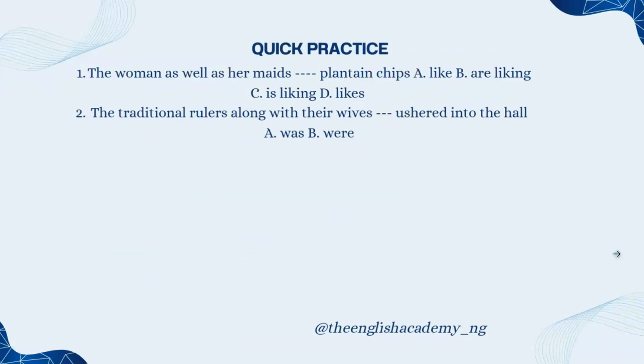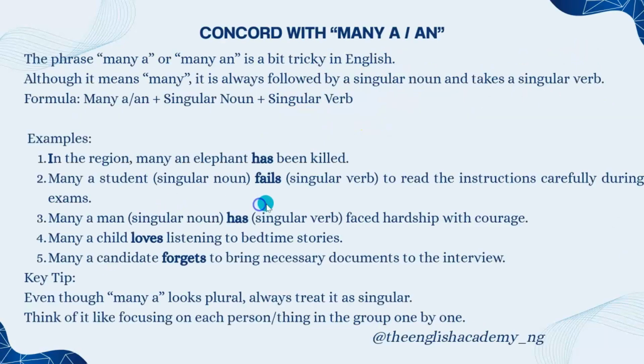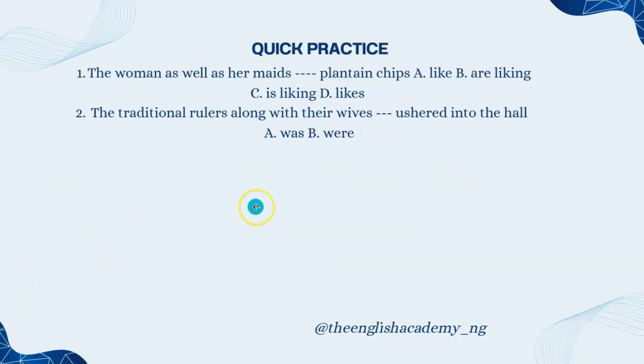Let's look at these quick questions. The woman as well as her mates dash plantain chips. Like, are liking, is liking, likes. The answer is what? Likes. The traditional rulers along with their wives dash ushered into the hall. The answer is either was or were. What is the answer? Were. Now you can see what I am saying.